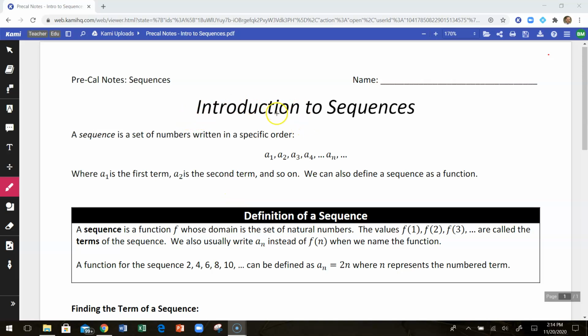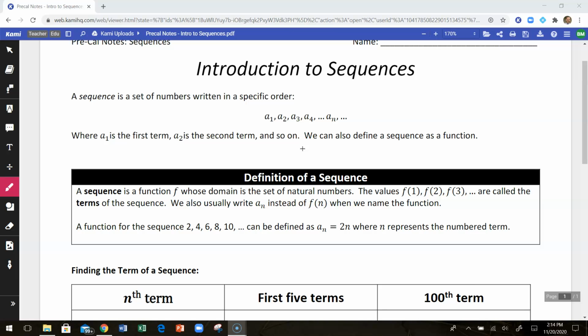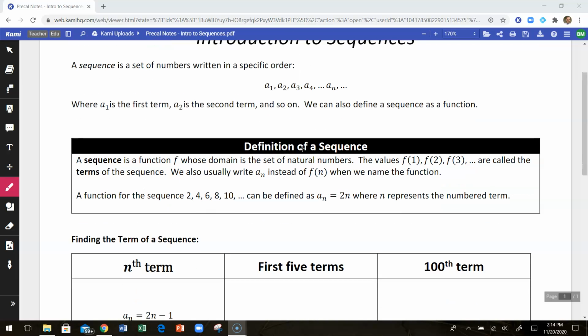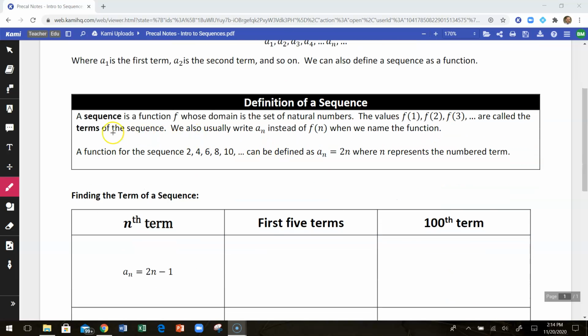Alright, this video is just a brief introduction to sequences. So a sequence is just a set of numbers that are written in a specific order, so there's some kind of pattern to them. We're going to reference what are called terms of a sequence.